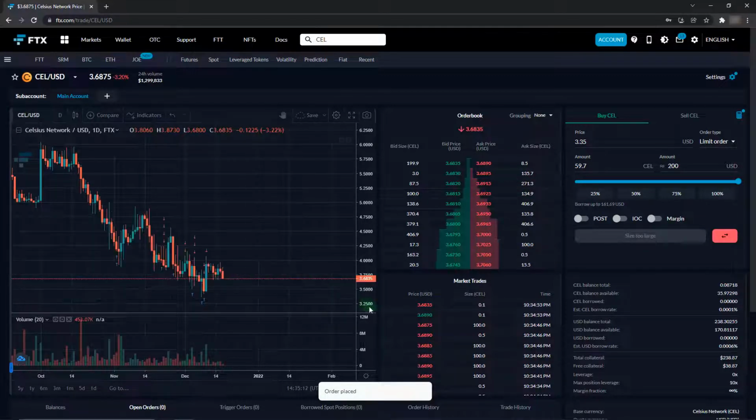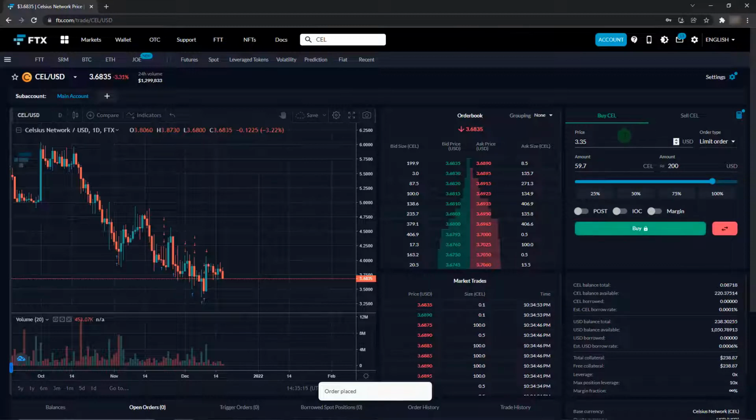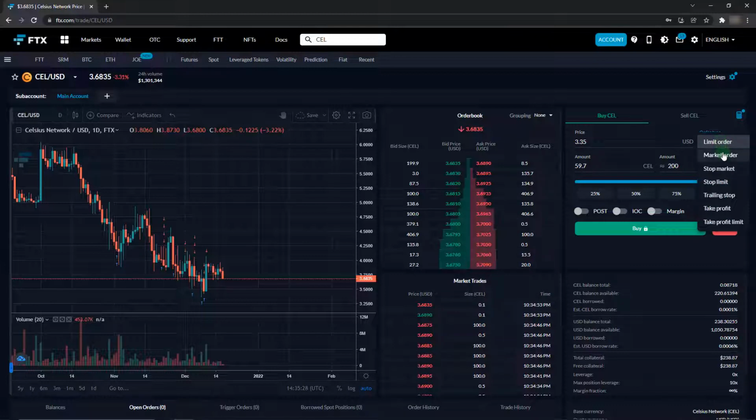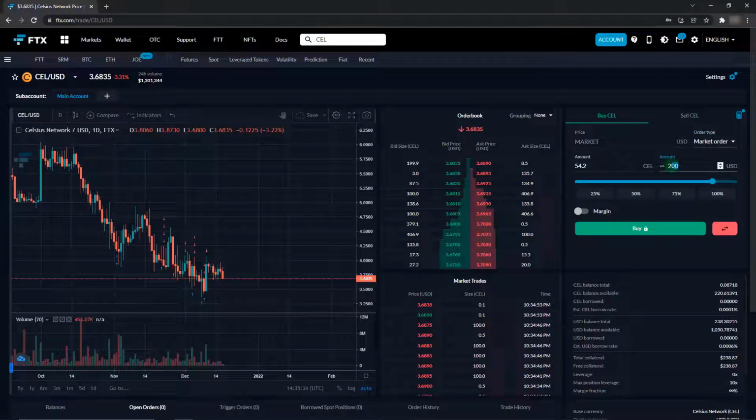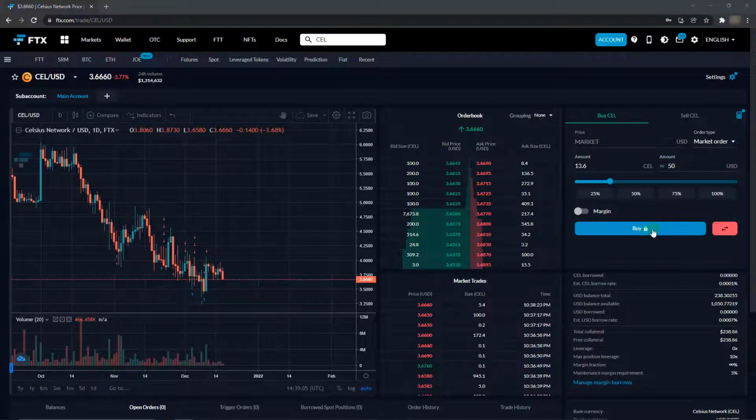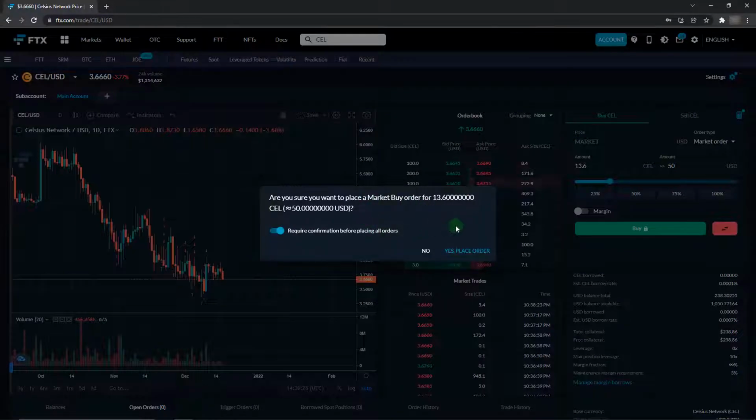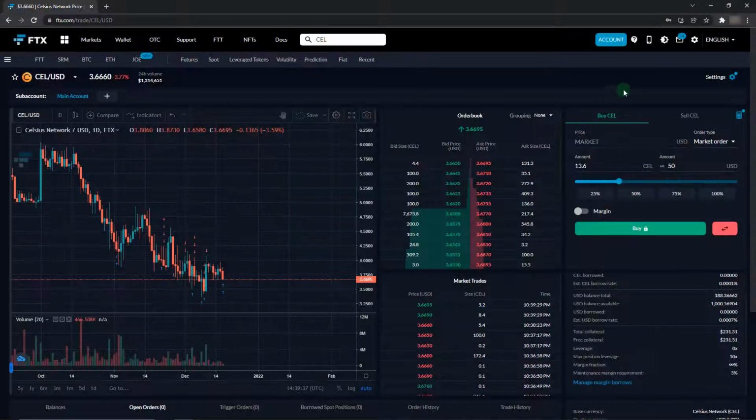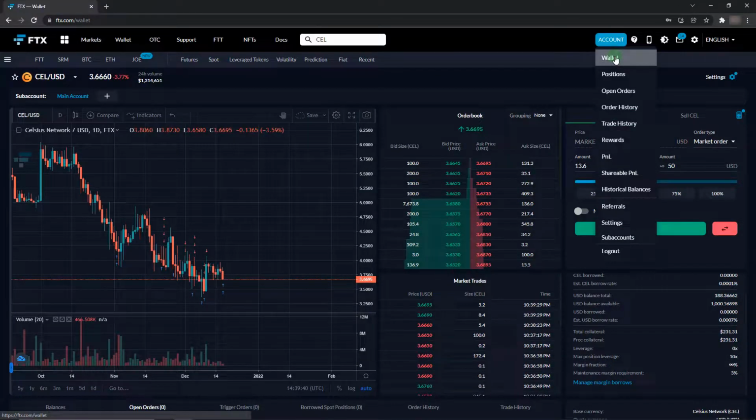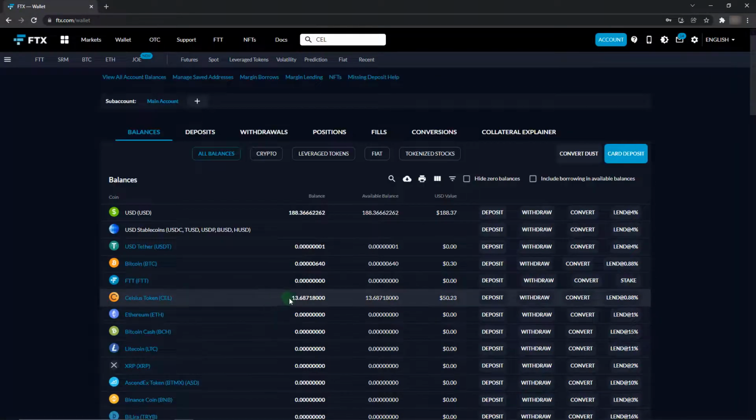Now just for demonstration purposes, I'm going to cancel this limit order and place a market order so that I can do a live purchase of some CEL tokens and show it to you guys. So I'm going to flip this back to market order and I'm going to spend maybe $50 and I'm going to get about 13.5 CEL tokens. Now if I click on buy, it's asking us for a reconfirmation and we can say yes, place order. And now if I head back to my wallet, you can see that I now have 13.68 CEL tokens, which is worth about $50.